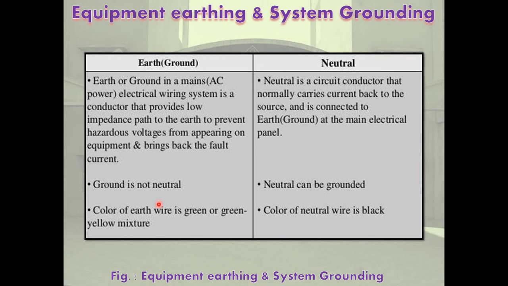In earth, ground is normal; ground is not neutral. Neutral can be grounded. The color of the earth wire is green or a green-yellow mixture, while the color of the neutral wire is black.